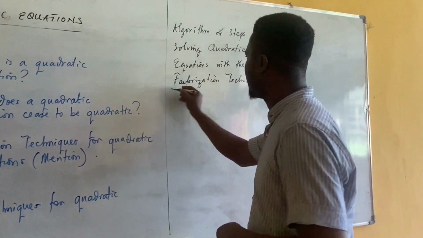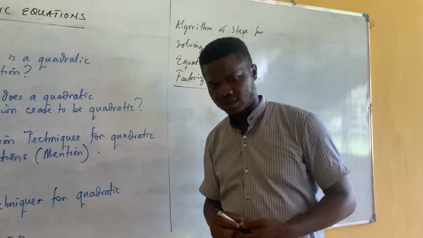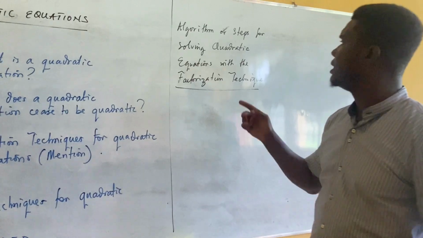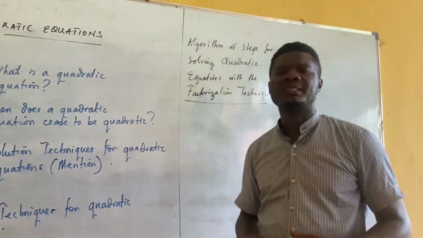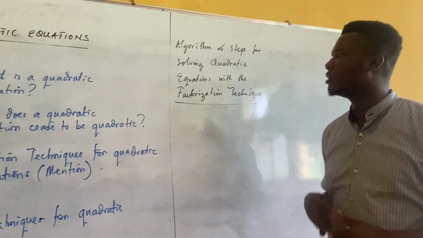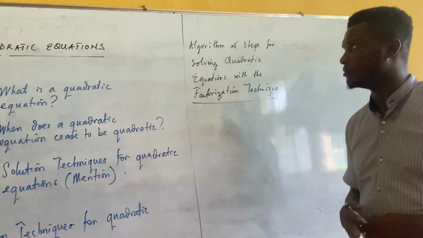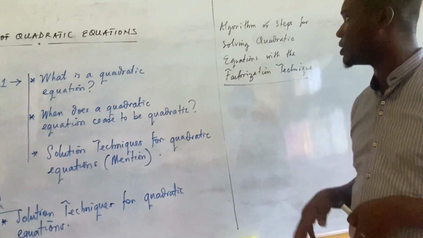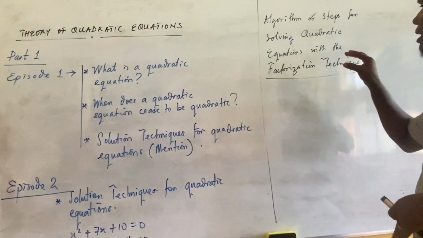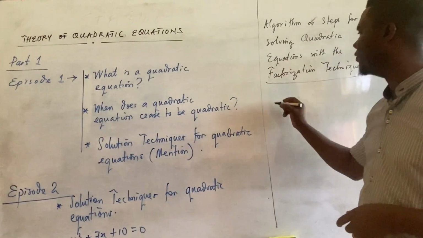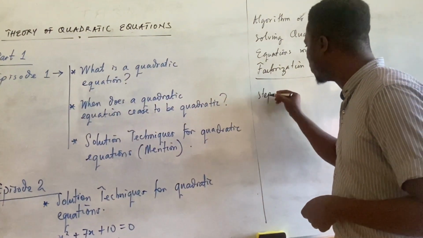That is what we shall be doing first, okay? Now, let me tell you something. The algorithm is a sequence of logical mathematical steps useful for solving problems that are tractable, okay? So I'm going to be listing out the steps for solving quadratic equations using the technique called the factorization technique. Now, what does this technique involve? Let's start with step 1.